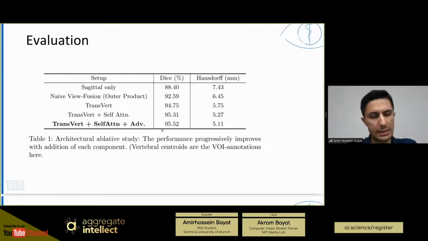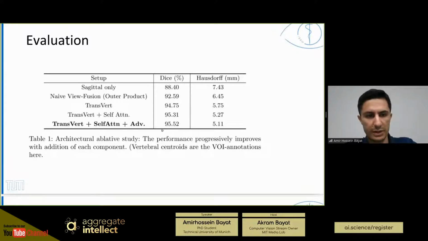And in the next step, we conduct an architectural ablative study. The performance, as you see here, improves with addition of each component in the model. And in the last row, you can see that we achieve 95% DICE score for reconstruction.